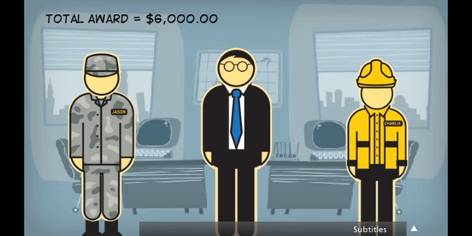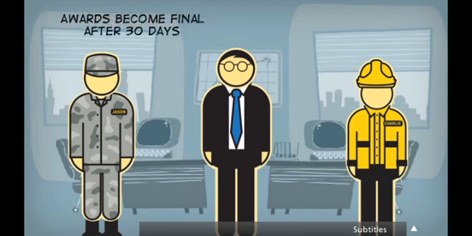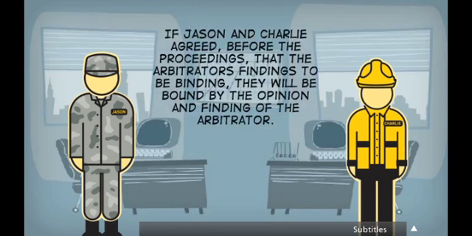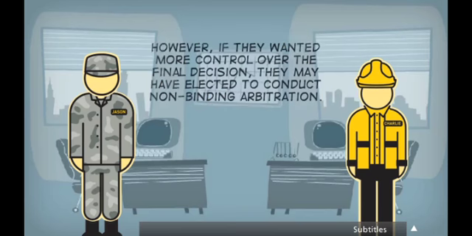Total award, $6,000. The award in this arbitration proceeding will become final 30 days after it's issued to all parties, unless it is extended by one of the parties. If Jason and Charlie agreed, before the proceedings, that the arbitrator's findings be binding, they will be bound by the opinion and finding of the arbitrator.